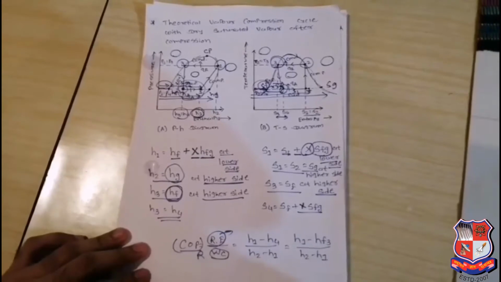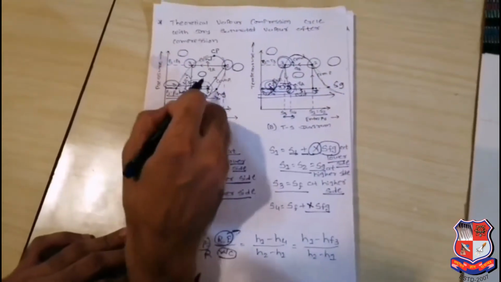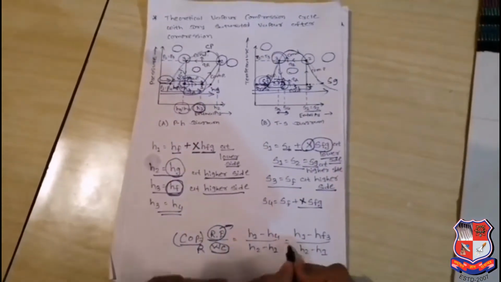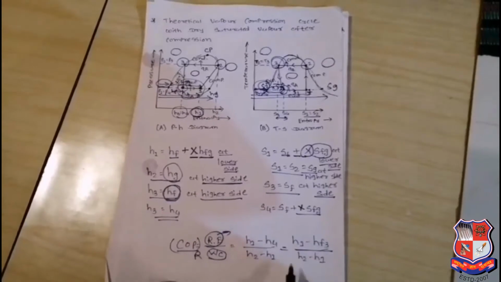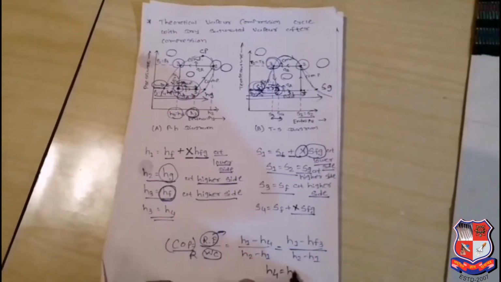For the compressor enthalpy difference, the compressor process is 1 to 2, so you consider H2 minus H1, maximum minus minimum. Then we can also say COP is H1 minus H3 divided by H2 minus H1. Why? Because H4 is equal to Hf3, you can see here.